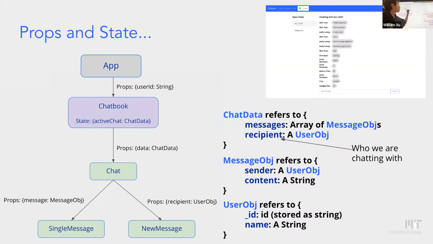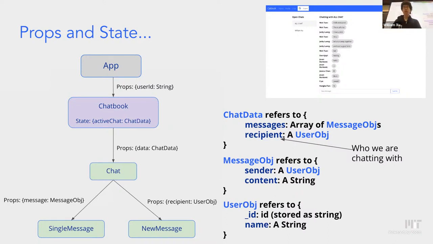If we have chat data for a specific instance of a chat, we want to be able to track a list of messages, which in this case is represented as an array of message objects, as well as the recipient, which is a user object. Let's talk about what these mean a little bit.